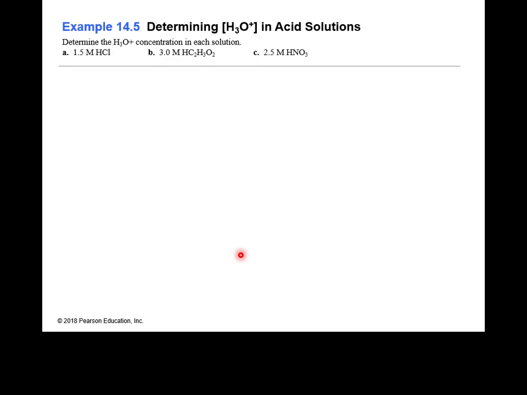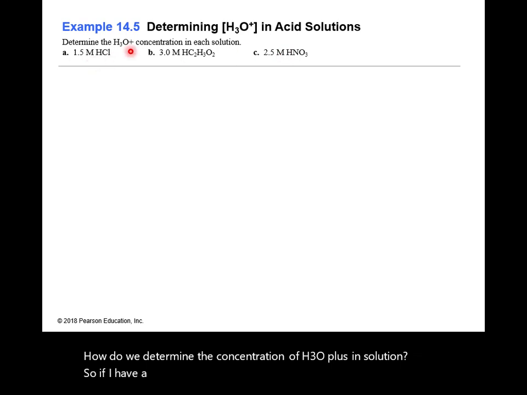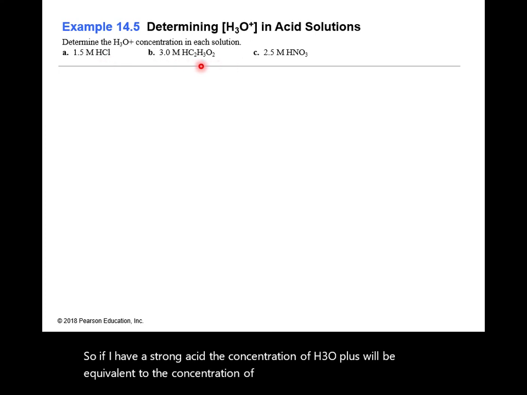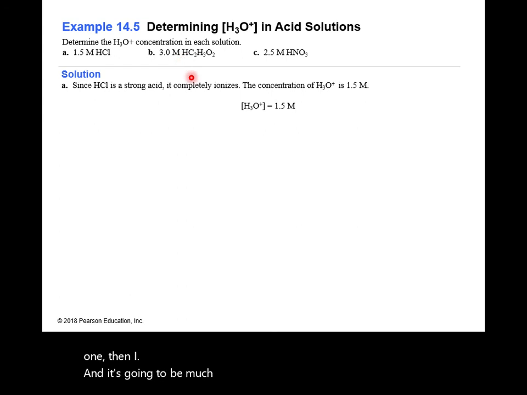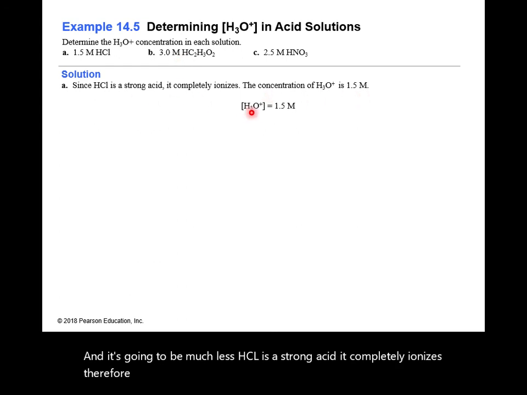How do we determine the concentration of H3O plus in solution? If I have a strong acid, the concentration of H3O plus will be equivalent to the concentration of the acid. If I have a weak acid like this one, then I can't. It's going to be much less. HCl is a strong acid. It completely ionizes. Therefore, the concentration of H3O plus is 1.5 molar.